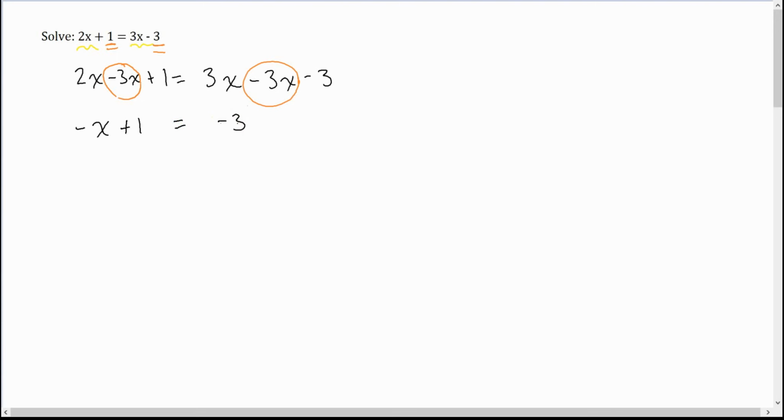Okay, it's looking more simplified. Now we need to bring the constant terms together. So we have plus 1 too much. To get rid of it, we'll have to subtract 1 from each side.